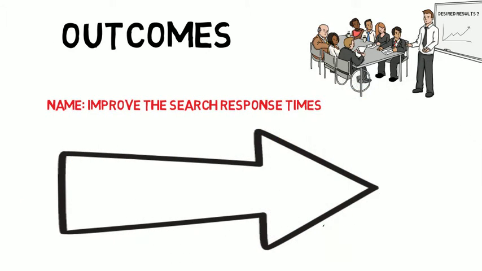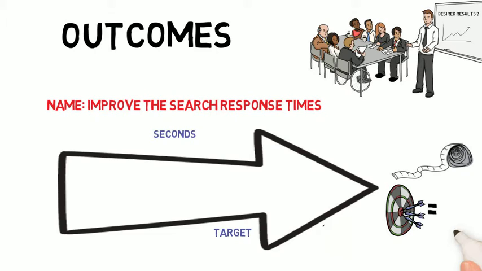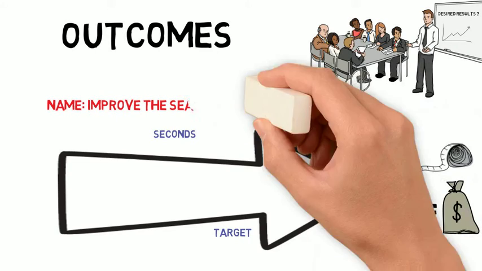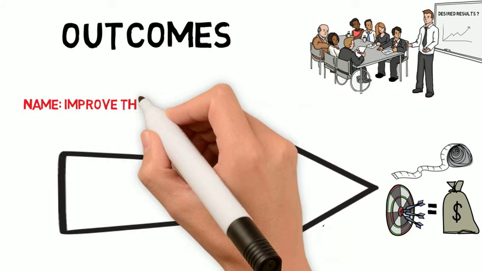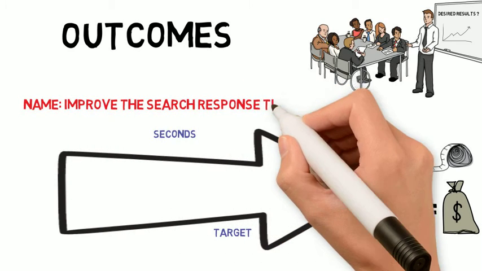It should be clearly defined and not vague. They also need to determine the unit of measurement. So in this example, it's seconds. They talk about the method of how and when they're going to measure. They define the target, the desired success level, and the actual value that the target achieves and for whom. They come up with a refined name of the desired outcome. Improve the search response times to under 1 second.